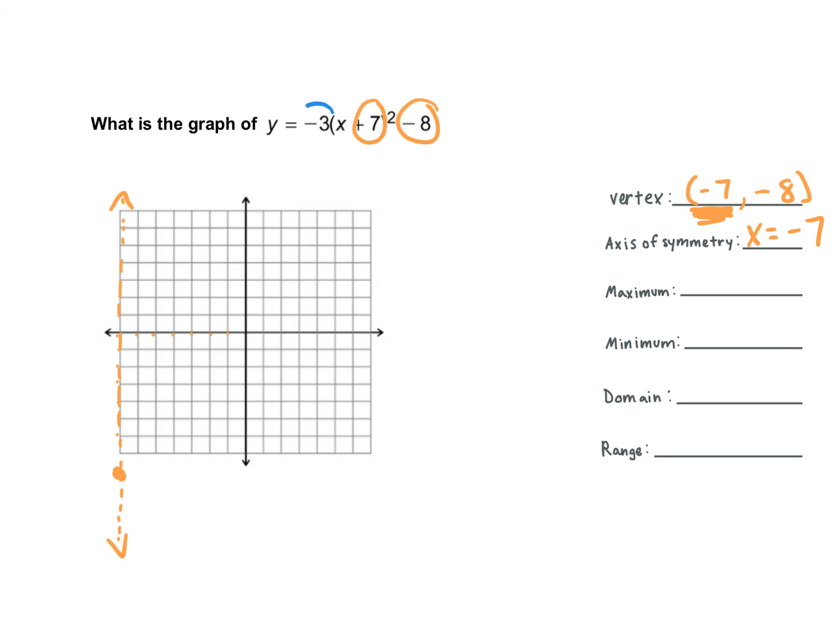Does my graph open up or open down here? It opens down because it has a negative out front. So is my vertex at the maximum or minimum? It's at the maximum. So I'm going to cross out minimum because I don't have one. What is my maximum value? Awesome. It always comes from the y in your vertex. So it'll be -8.